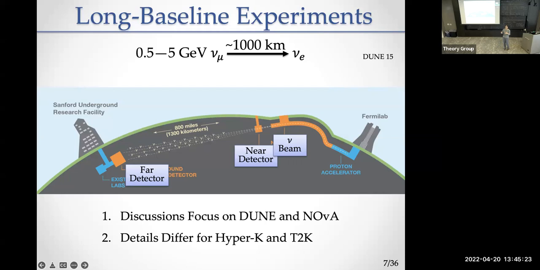Then, because we know that we can't compute the flux and the cross-section very well, we put a near detector right next to the beam, essentially to measure a control sample. For instance, this setup applies to NOvA and generally Hyper-K, T2K, and most of the ongoing accelerator-based experiments.